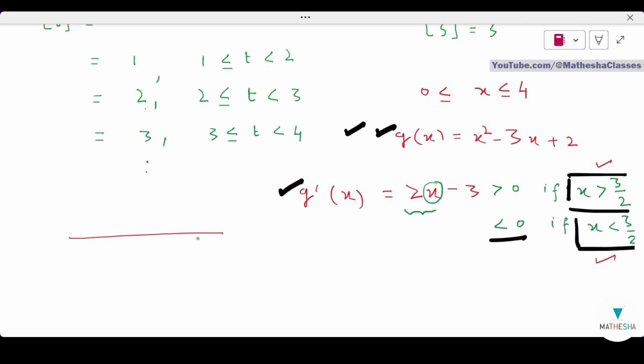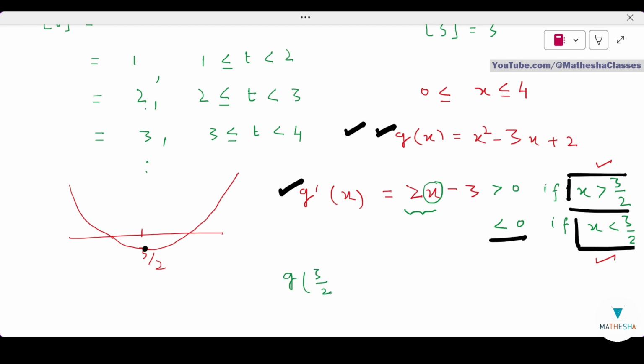So if we try to draw this, if this is 3 by 2, on the left of 3 by 2, it will come down like this. On the right, it will be increasing. So definitely the lowest value of the function g will occur at 3 by 2. Okay. So what is the value of the function at 3 by 2?